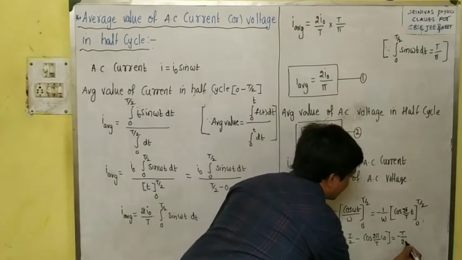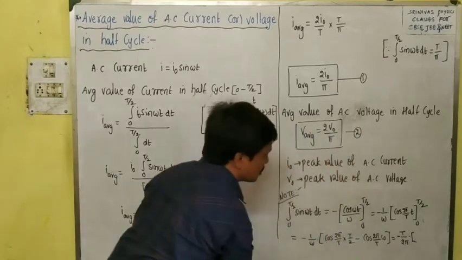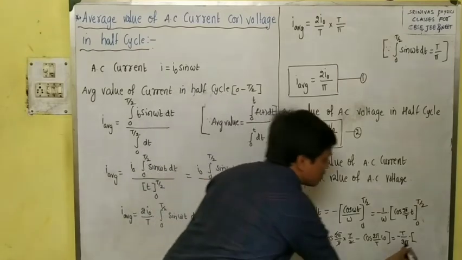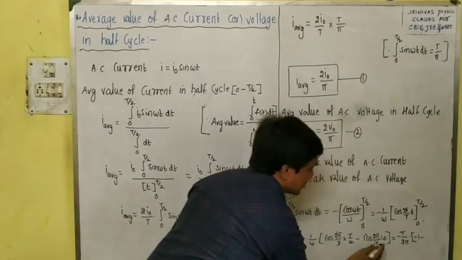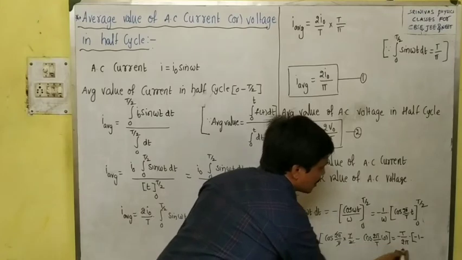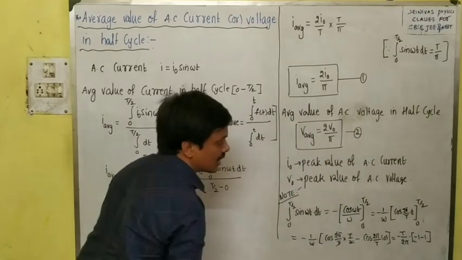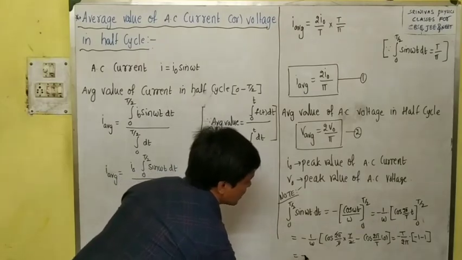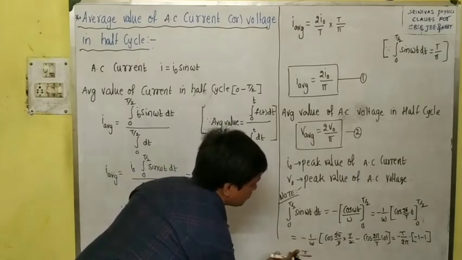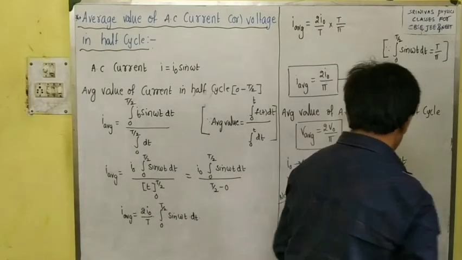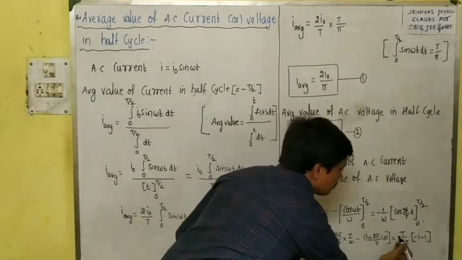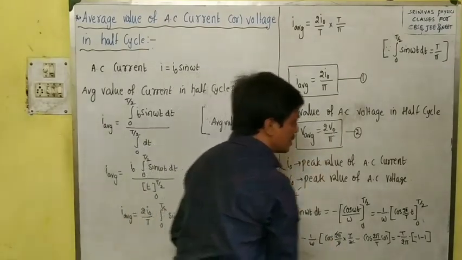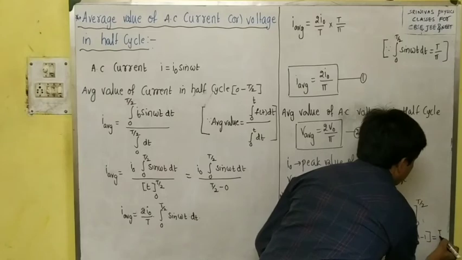T by 2 pi into, if you substitute this one, T cancel, 2 cancel, cos 180 we will get. Cos 180 value is minus 1. Minus here this is 0, cos 0 value is 1. Finally we are getting minus 2. What you will get here, minus, minus plus, right? 2 cancel, then finally we will get T by 2 pi, T by pi we will get.